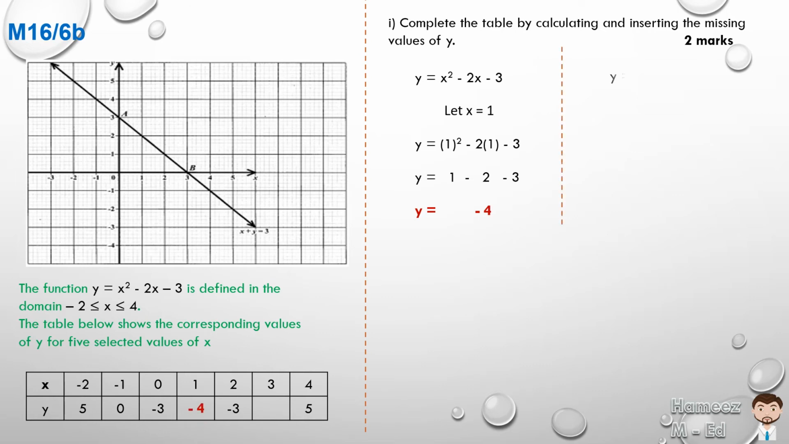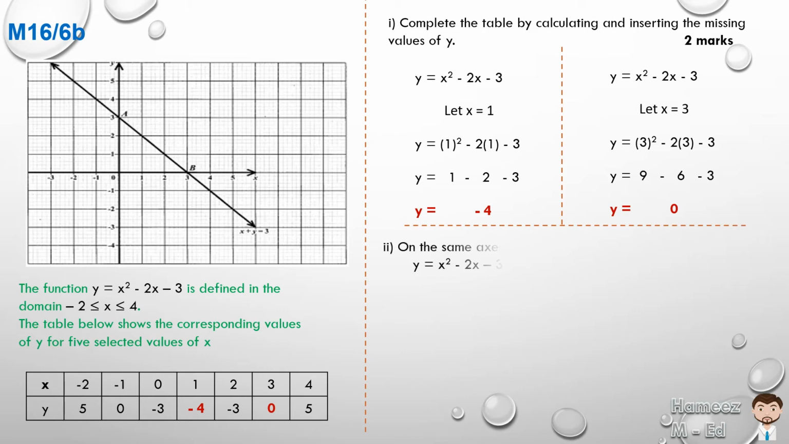And y is equal to x squared minus 2x minus 3. Let x be equal to 3. So y is equal to 3 squared minus 2 by 3 minus 3. 3 3s are 9 minus 6. That's 3, 3 minus 3, 0. So when x is equal to 3, y is equal to 0.